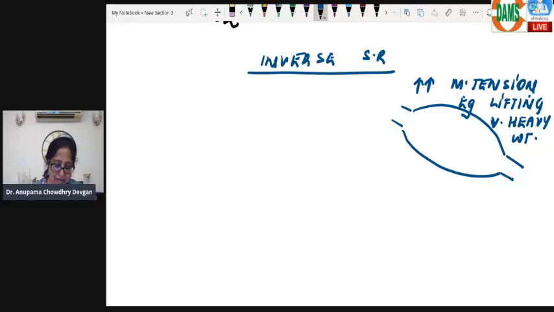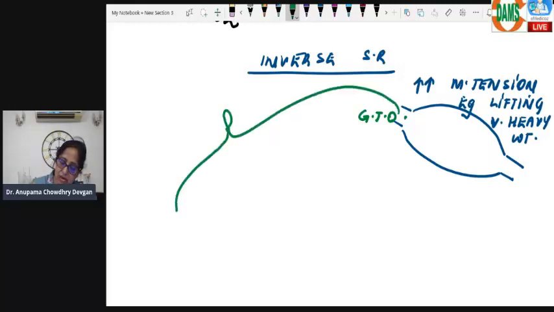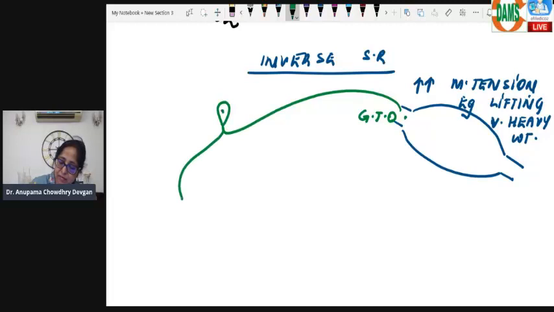Now, what happens in the inverse stretch reflex? Whenever there is an increase in muscle tension, the Golgi tendon organ is excited. Where is the Golgi tendon organ located? It is located in the tendons, right? Now, the sensory fiber from the Golgi tendon organ is 1B, yes? It enters into the spinal cord, yes?